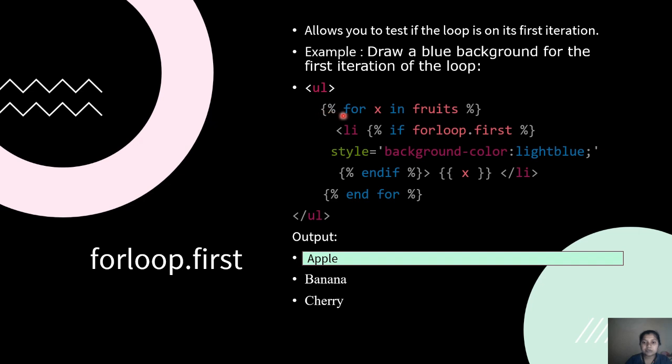Next, the for loop is created, for x in fruits. Next, listing the items. In that list, if the first item appears, that is, if forloop.first, then style is equal to.